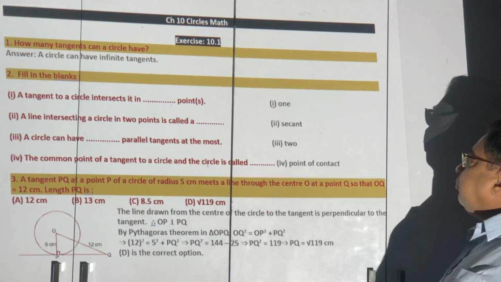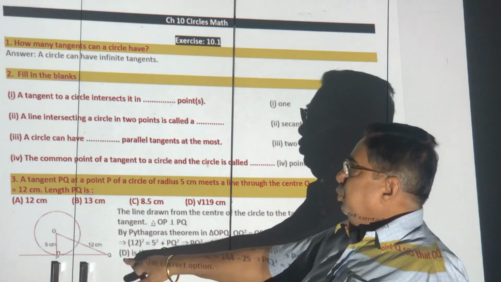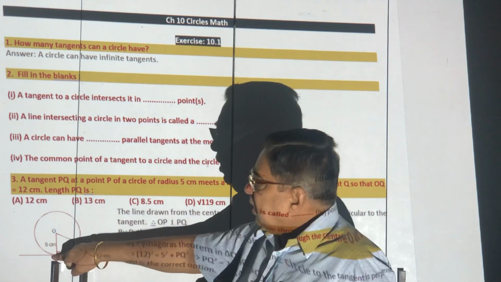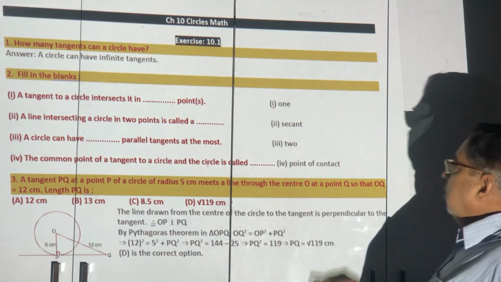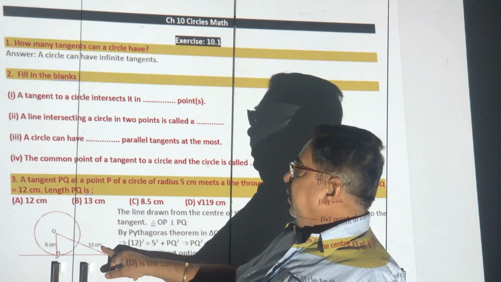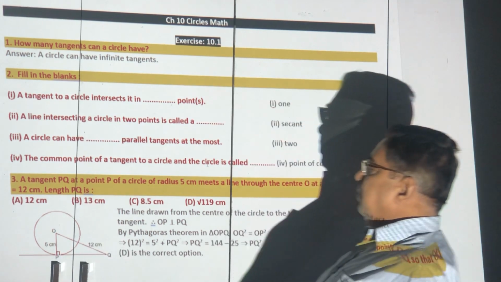Third question. A tangent PQ. PQ is a tangent. It touches at P. The radius is 5 centimeter, and OQ is 12 centimeter, given. We have to find the length PQ.